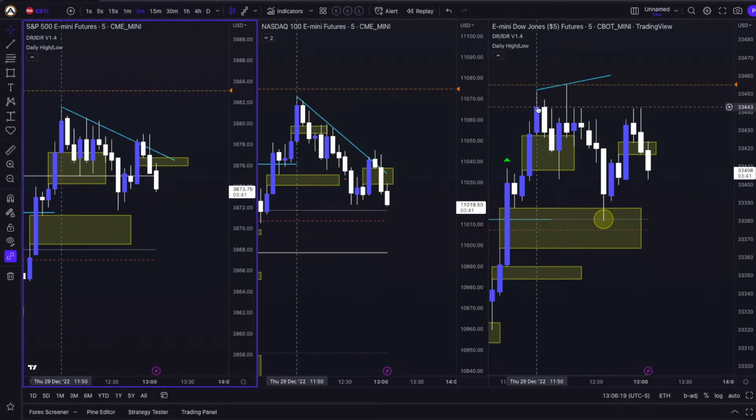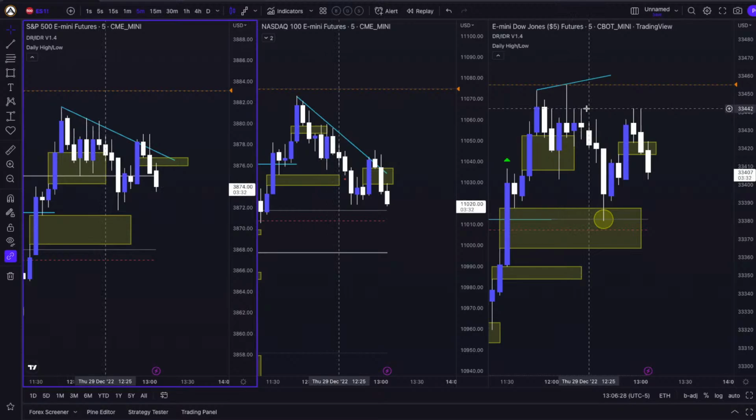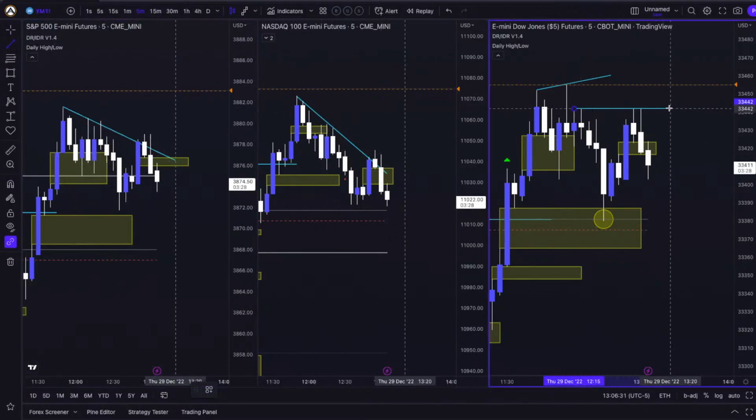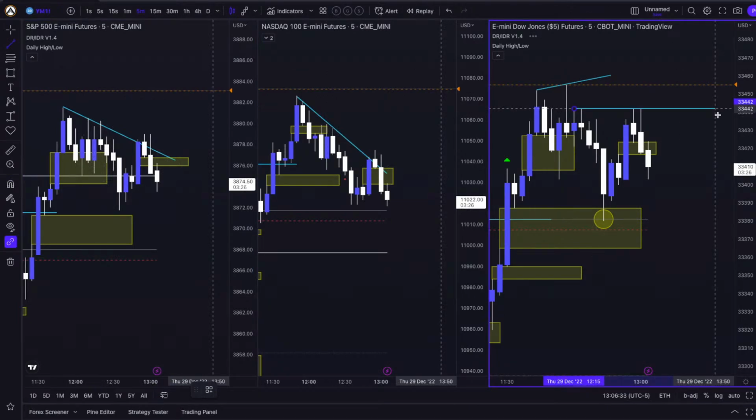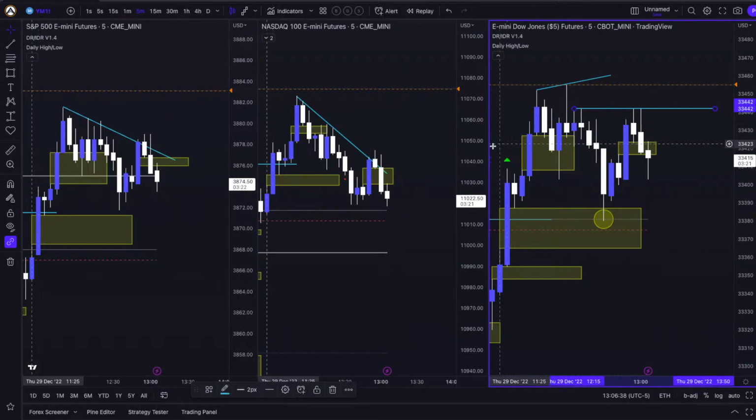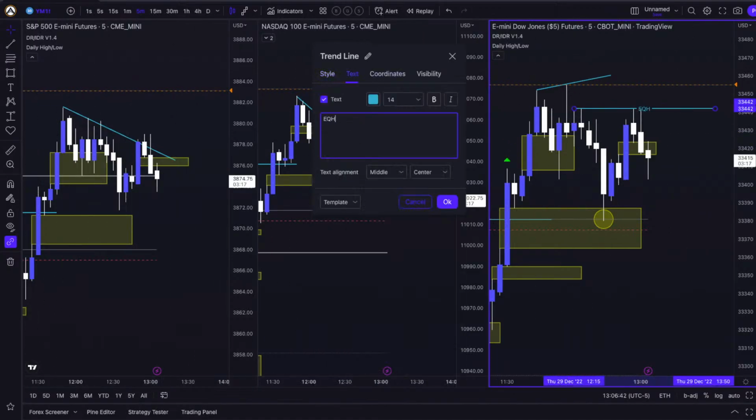Now we formed lower highs on this one right here. Lower highs, equal highs basically. That's proper buy side liquidity now. We have 4 equal wicks basically right here on US 30 at 33442. Let's quickly mark this up. Equal highs.